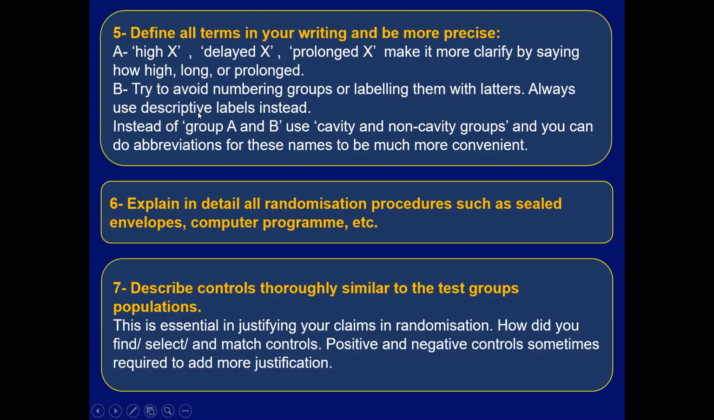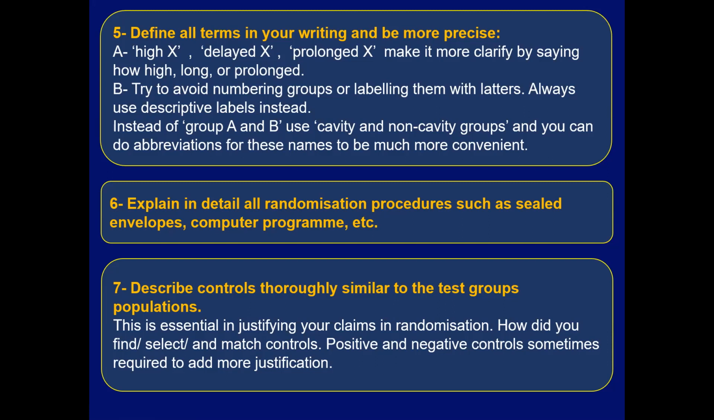Describe controls thoroughly, similar to the test group's population. Unfortunately, we found that most of the students focus only on the test group because it represents the newly discovered or newly researched group that they want to show to the reviewers, and either write a little bit about the control one, or even sometimes ignore the control. It depends on your department and your supervisor's opinion, of course.